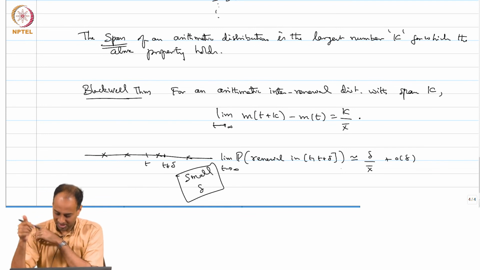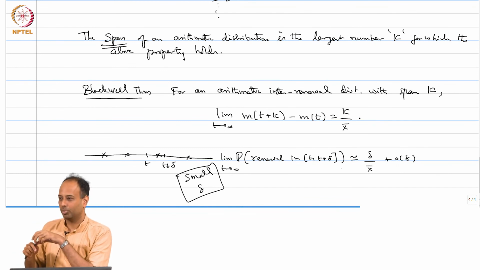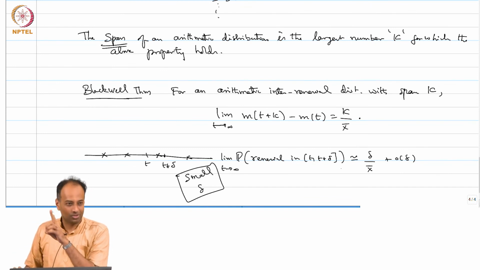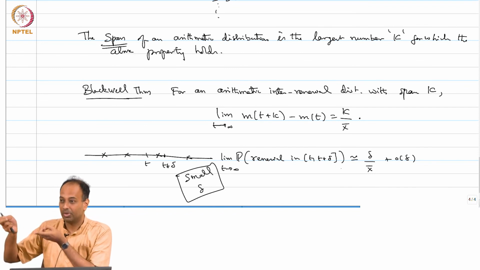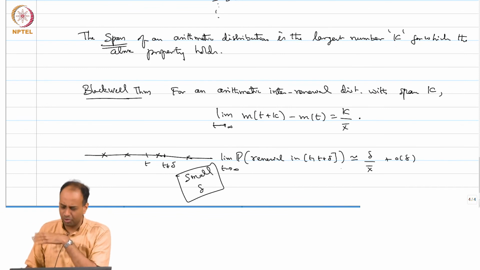So, a renewal process has this lambda delta plus little o delta property asymptotically. So, the stationary increment property sort of comes out asymptotically, but IIP does not hold for a non arithmetic renewal process. I will stop here.